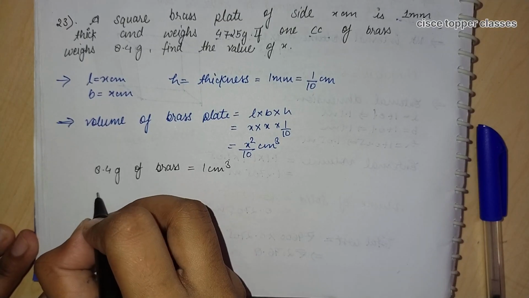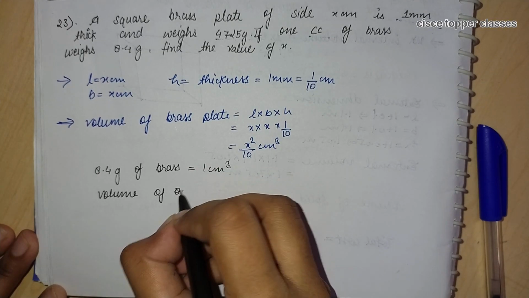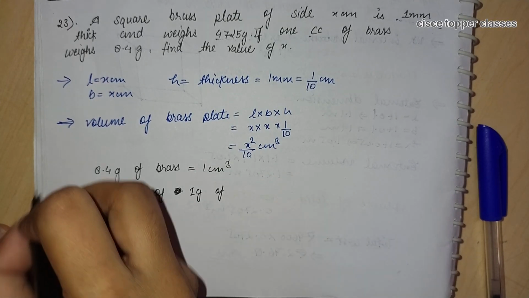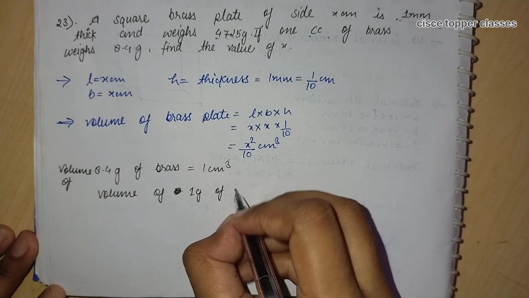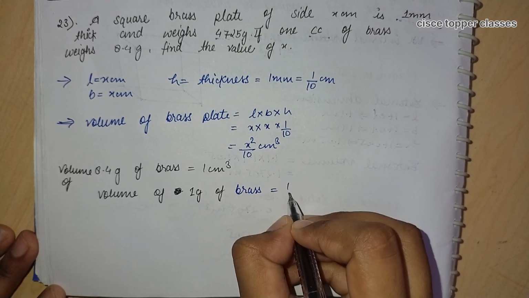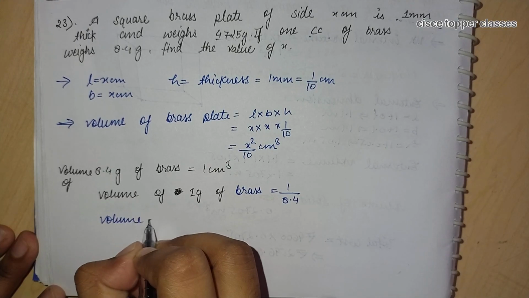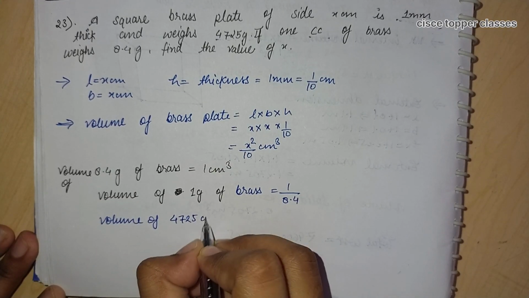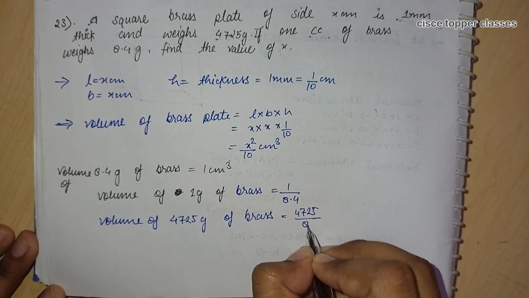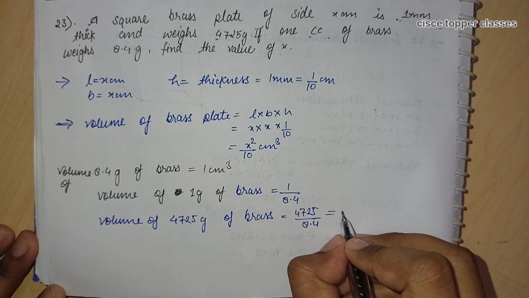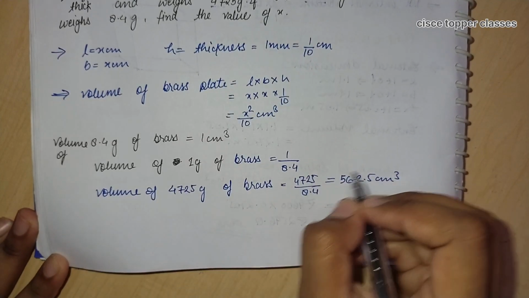So here we can say that the volume of 8.4 gram of brass is 1 cubic centimeter. So the volume of 1 gram of brass is equal to 1 by 8.4. From there we can write the volume of 4725 gram of brass will be equal to 4725 divided by 8.4, which will be equal to 562.5 centimeter cubic on calculating.